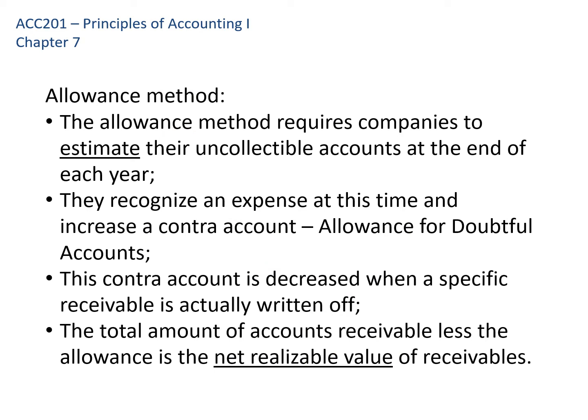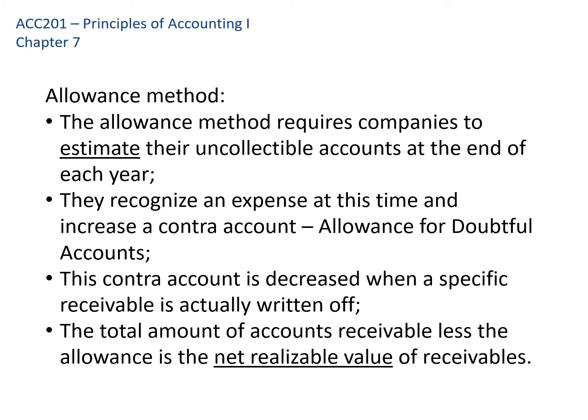So this method requires us to estimate our allowance at the end of the year. And I'll talk in part 2, I apologize, about a couple of different methods for doing that estimate. And that's the point at which we recognize the expense. So we recognize the expense in the same period in which we've made the sales. So this is a better method for matching. So when we actually write something off later, we're going to reduce that contra account.